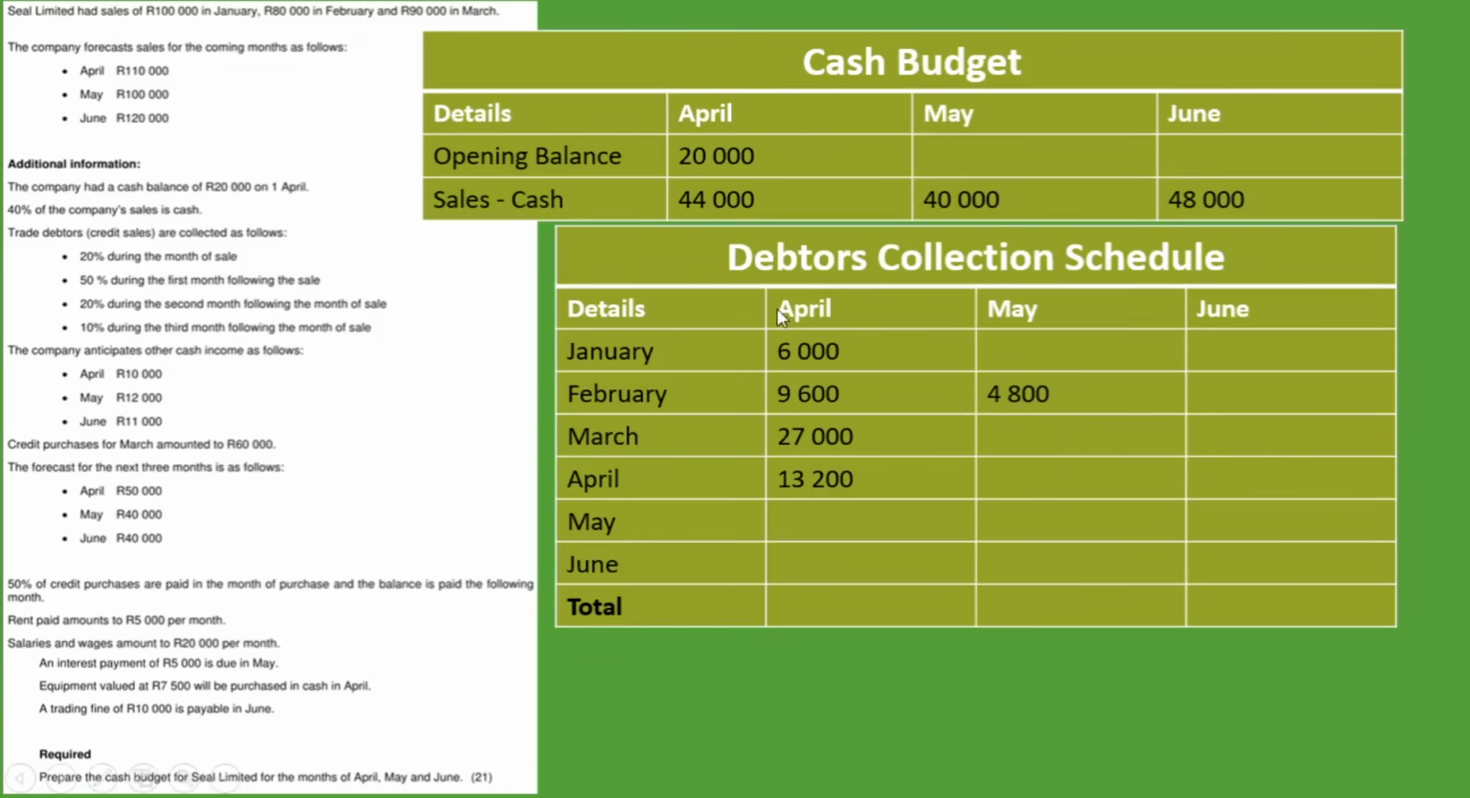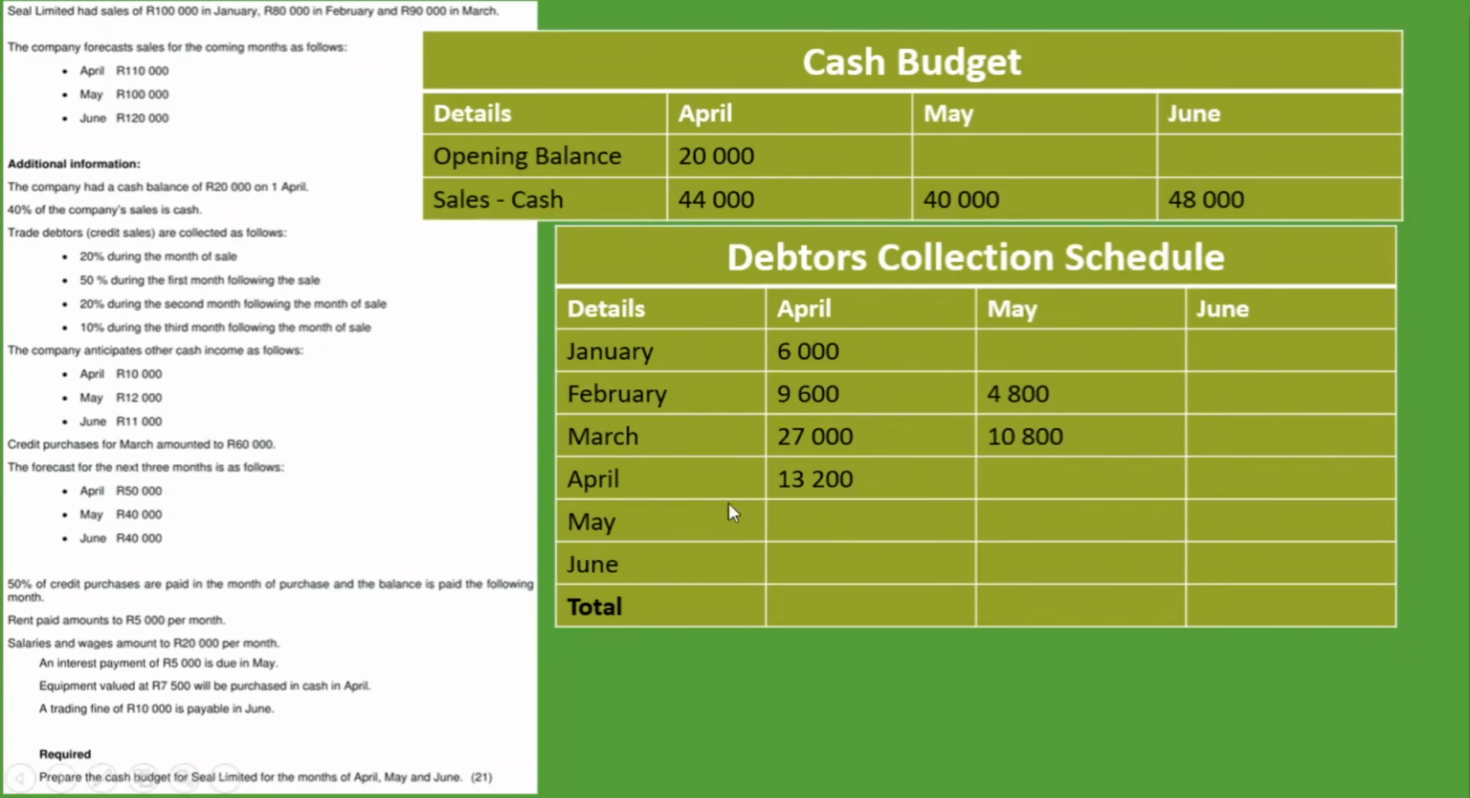And then how much of March's credit sales will be collected in May? Well, we know it's 20% because that's during the second month following the month of sale. So how much were the sales in March? The sales in March were 90,000 Rand. So we take 90,000 Rand times 60%, that's the total credit sales, times 20%, which will be collected in May. We get 10,800 Rand. I hope it's making sense as we go along. So I'm just going to speed it up right now.